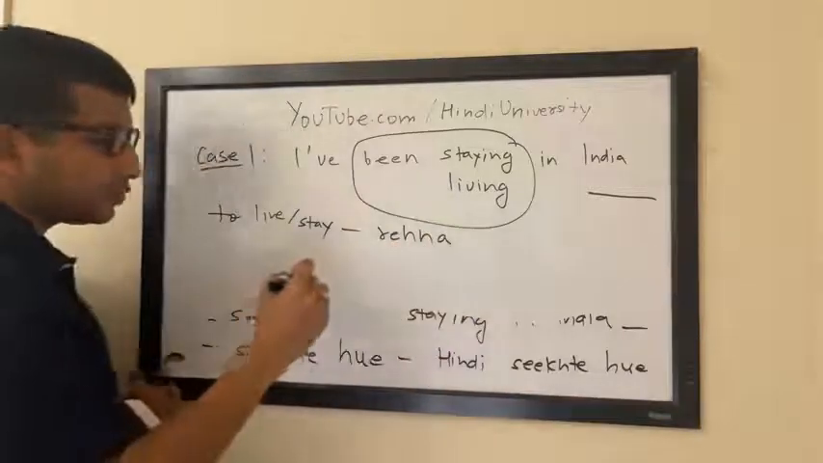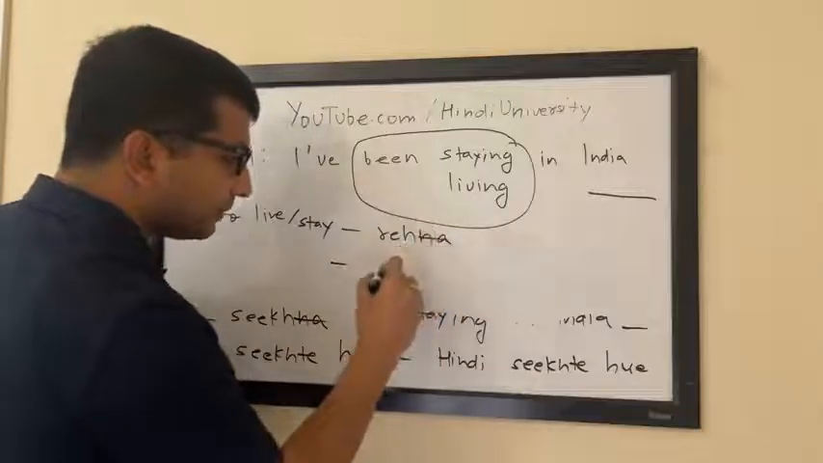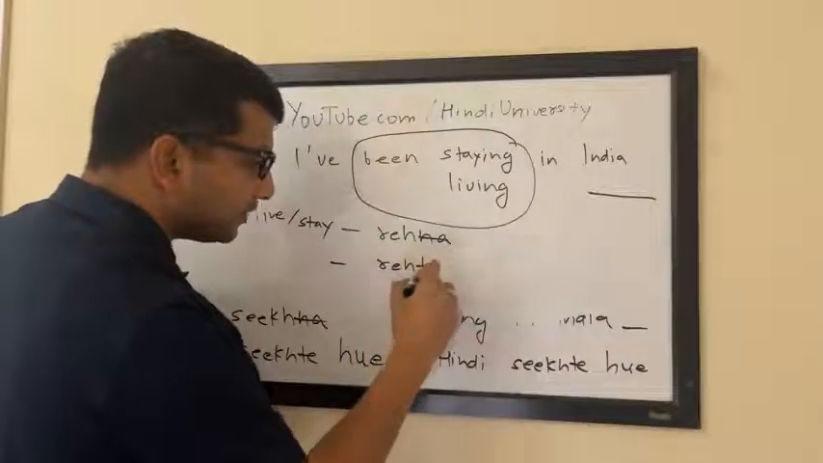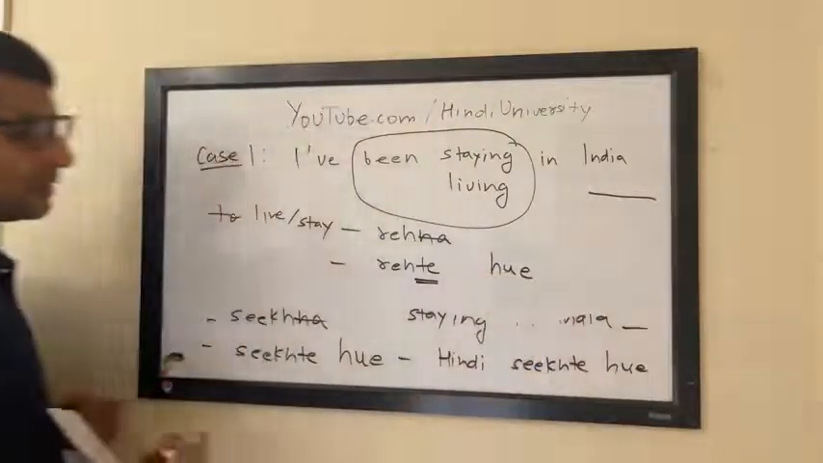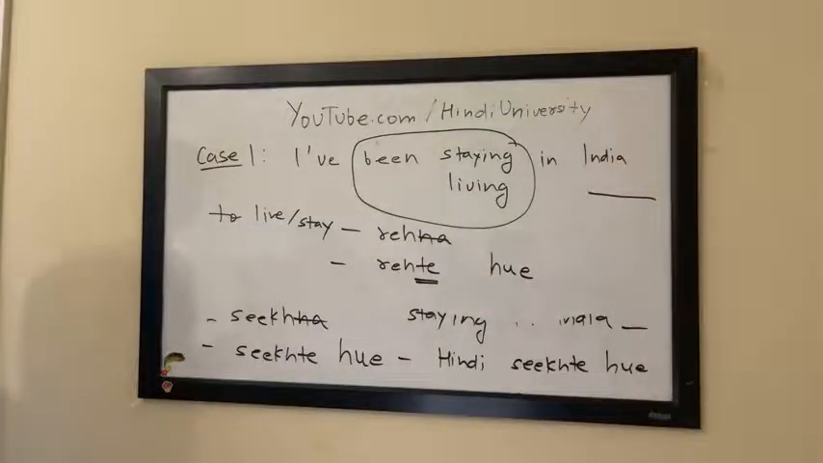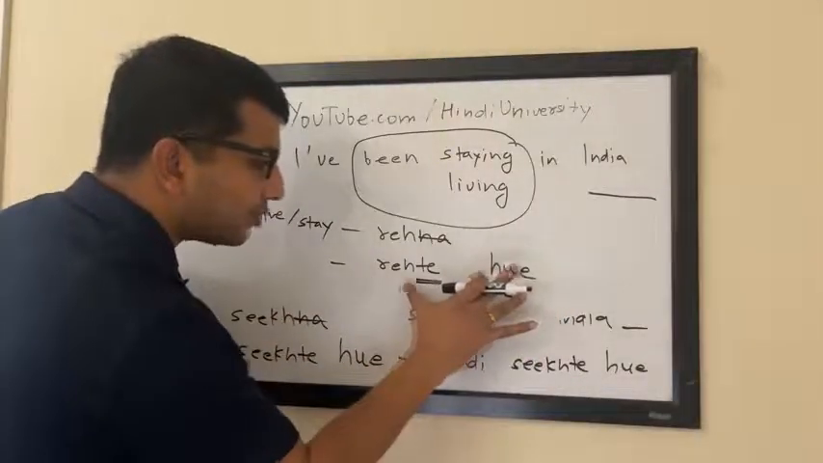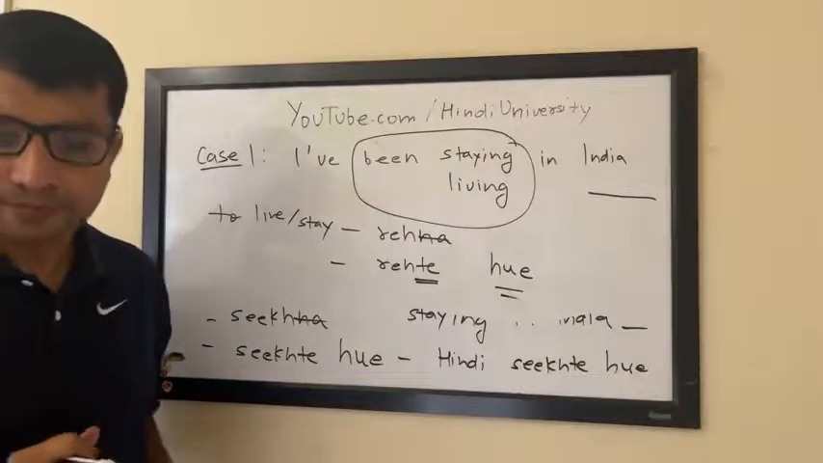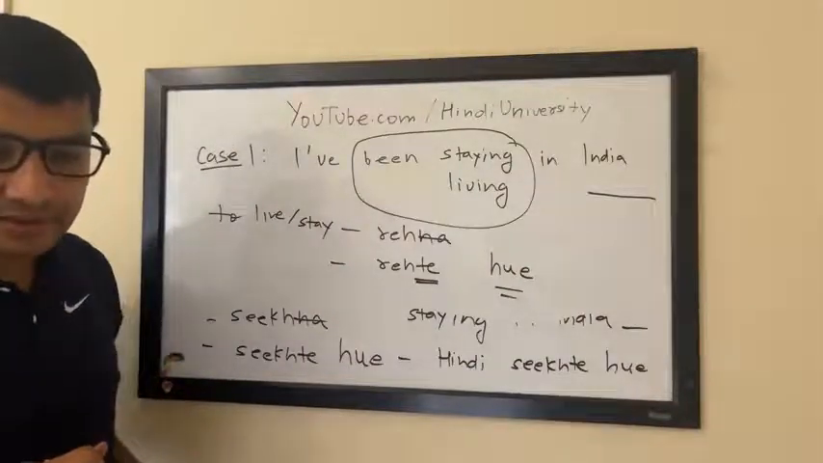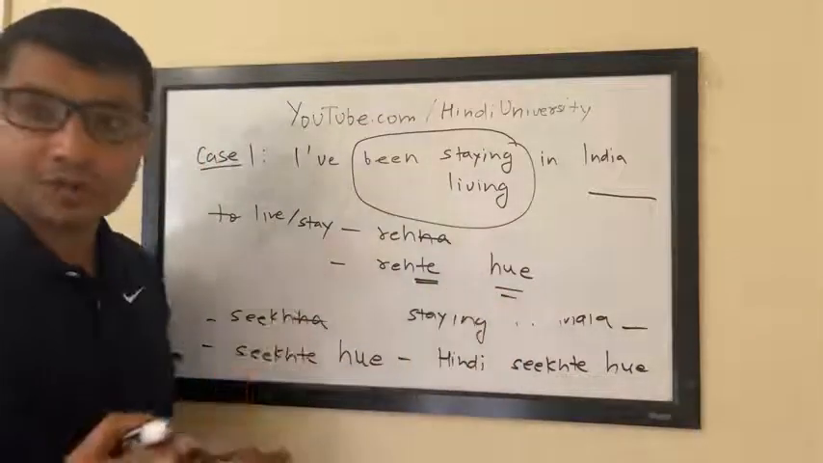Okay, so the conjugation is you remove the na and put the te, and then you will put हुए, रहते हुए. It is really reflecting the passage of time. This whole part is referring to the passage of time. That's why it's रहते हुए. You will not change it to something else, रहता हुआ or रहती हुई. You will not do that.